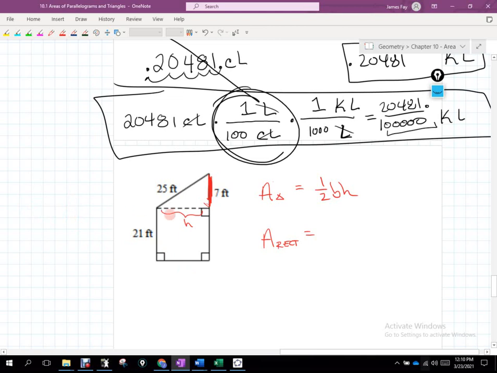Pythagorean theorem. It's a right triangle. You know 2 of the sides. We should be able to say H squared plus 49, which would be 7 squared, should equal 25 squared, which is 625.